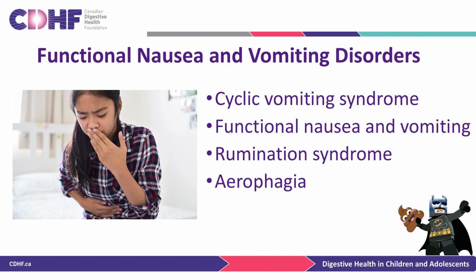So there can be something called cyclic vomiting syndrome. This is a very dramatic disorder where children have really intense, repeated episodes of vomiting that can last for hours and sometimes even days. And in between, their health returns back to normal. So this can be very distressing for patients and families. There can be functional nausea and vomiting, where children experience nausea or vomiting, and we don't find any underlying organic cause for it. Rumination syndrome is where children will bring up food into the back of their mouth, chew it, and swallow it again. And aerophagia is where you swallow air. This can sometimes result in bloating and lots of burping and lots of farting. So these are the functional nausea and vomiting disorders.